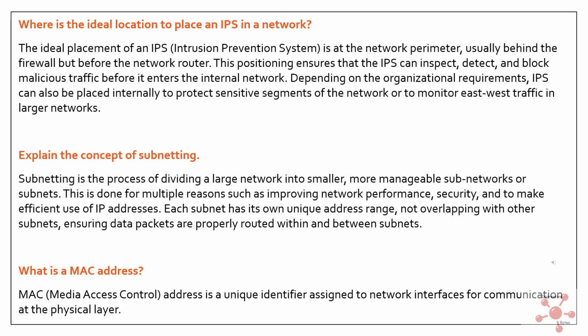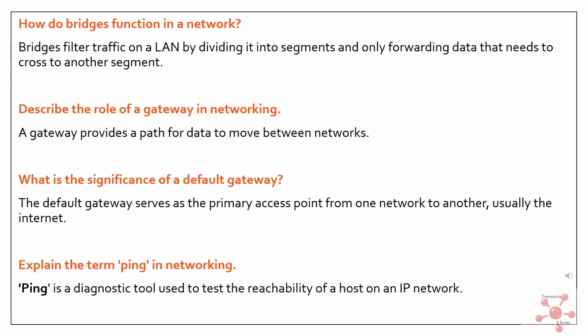What is a MAC address? MAC, Media Access Control, address is a unique identifier assigned to network interfaces for communication at the physical layer. How do bridges function in a network? Bridges filter traffic on a LAN by dividing it into segments and only forwarding data that needs to cross to another segment. Describe the role of a gateway in networking. A gateway provides a path for data to move between networks.